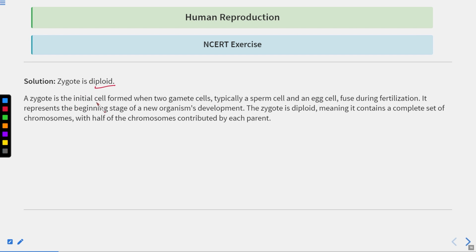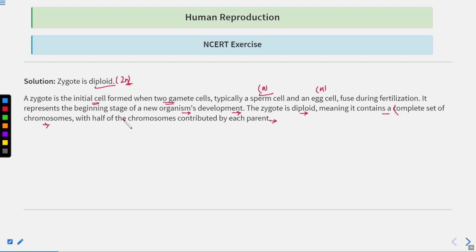Now, zygote is the initial cell formed when two gamete cells, typically the sperm cell, which is haploid, fuses with the egg cell, which is again haploid. It represents the beginning stage of a new organism's development. The zygote is diploid, meaning it contains a complete set of chromosomes, with half of the chromosomes contributed by each parent. So, zygote is diploid, means 2n.